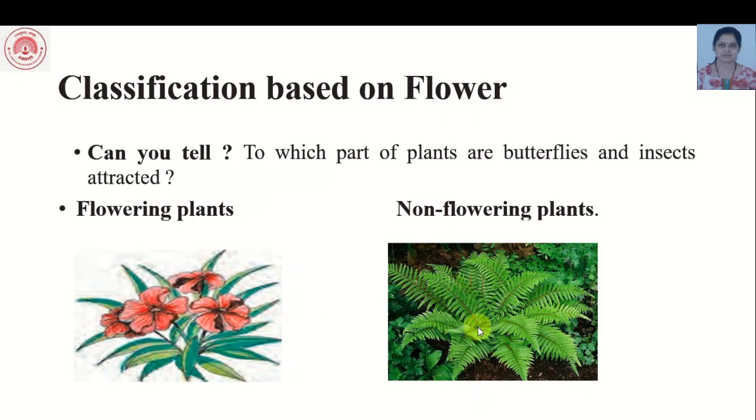Then this is fern. Now in rainy season you might have seen these type of plants in your surrounding. They do not bear flowers. That's why this type of plants are called non-flowering plants.